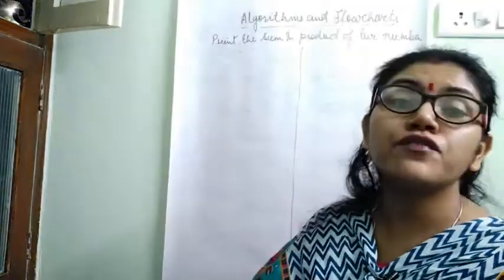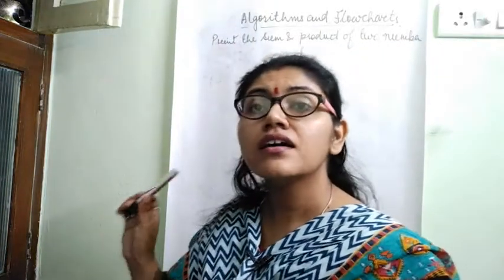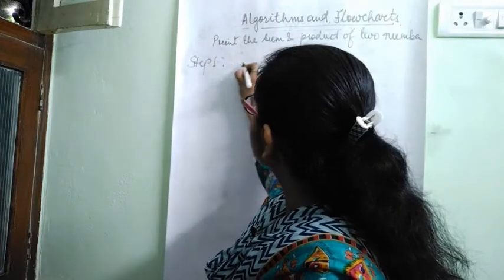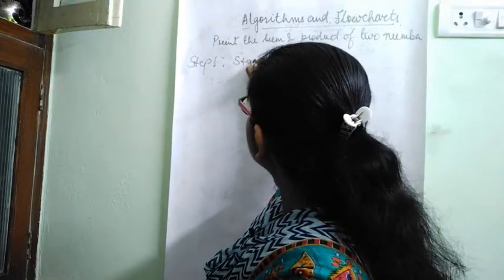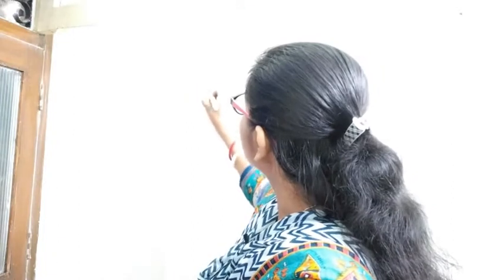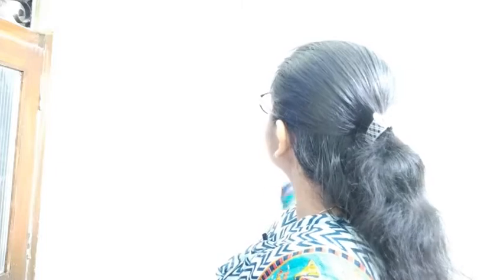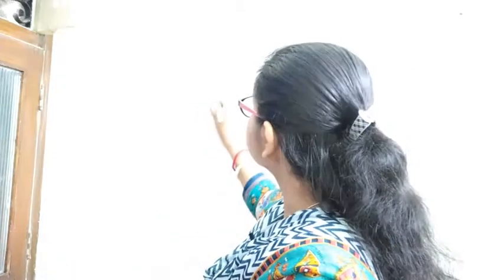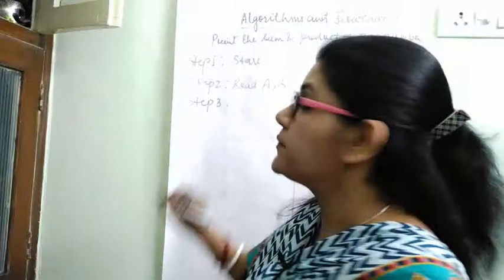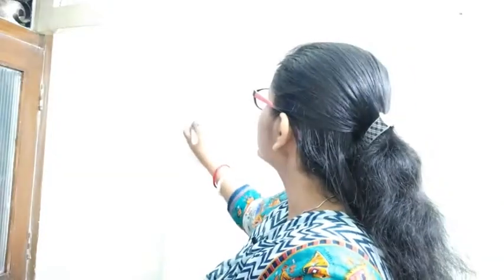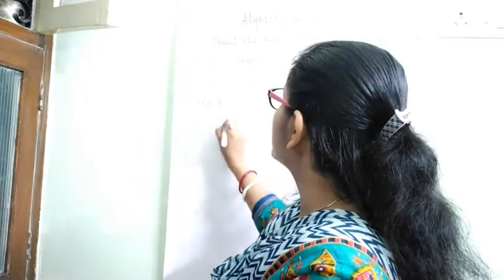The first question is print the sum and product of two numbers. How to do it in the algorithm? Step 1, start. Step 2, read A and B. Step 3, C is equal to A plus B. First we have to add, then we have to take the product, means multiply. D is equal to A into B.